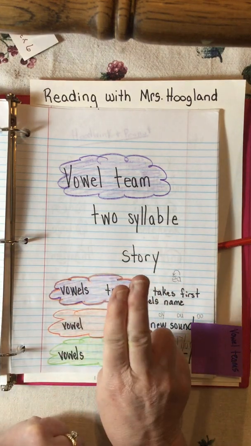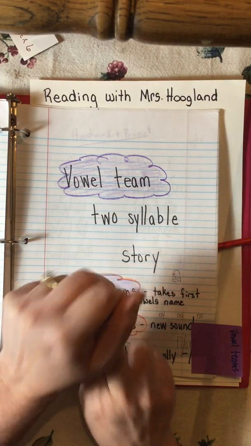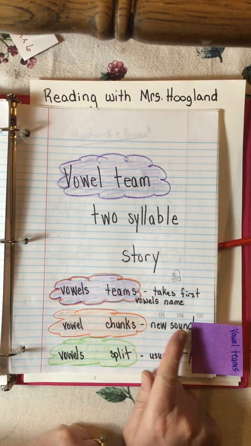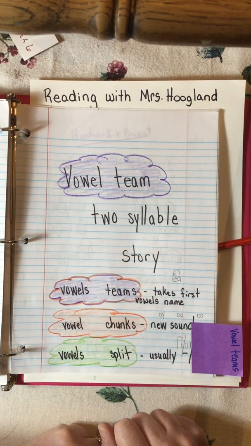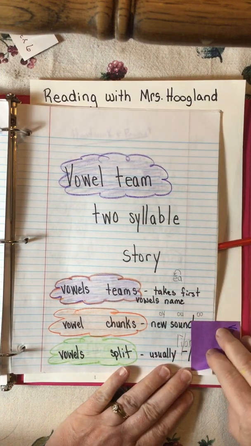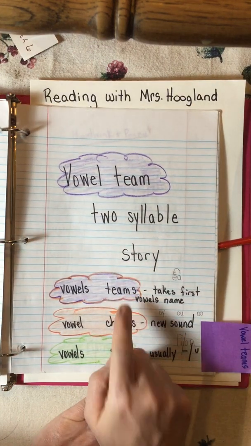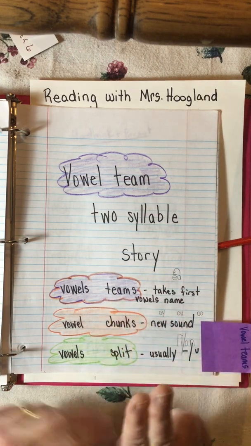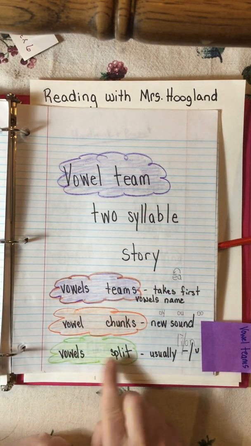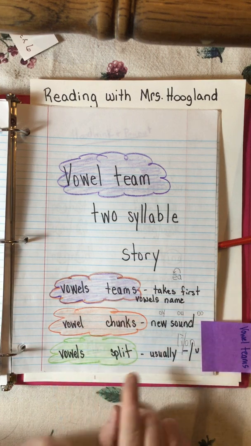Or vowel chunks, like O-Y, O-U, O-O. Those are two vowels put together that make a completely brand new sound. And if vowel teams don't work and vowel chunks don't work, then we split the vowel.